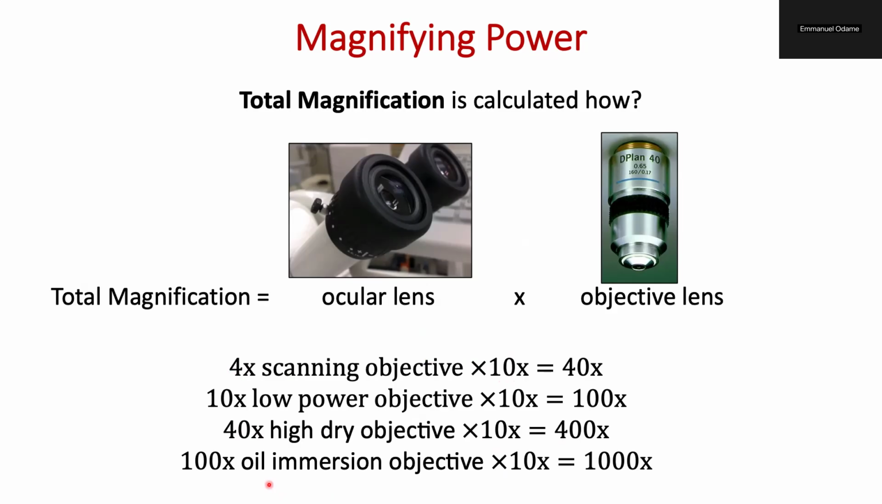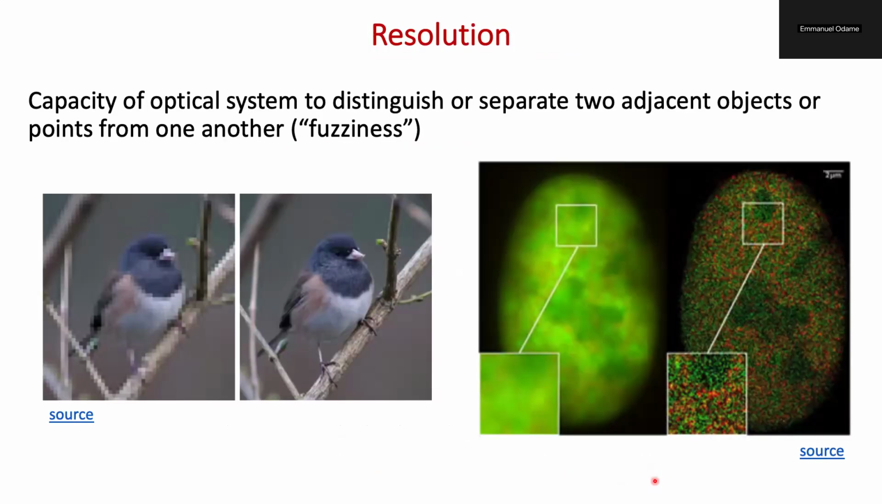For example, in the case where what you're seeing is extremely small, so you need to make it really, really big, you end up using the 100x objective, which you have to use with immersion oil. If you multiply it by 10, it's 1000x total magnification.